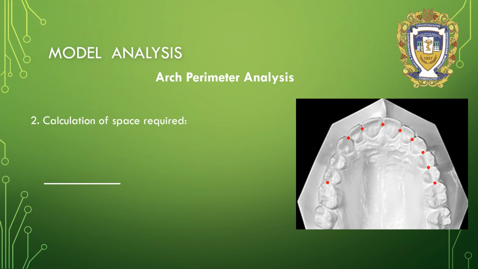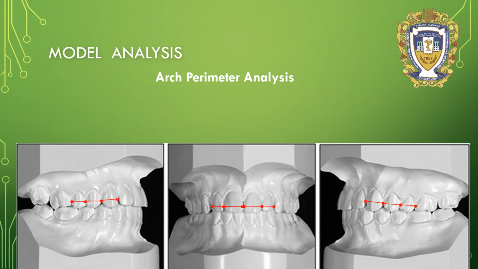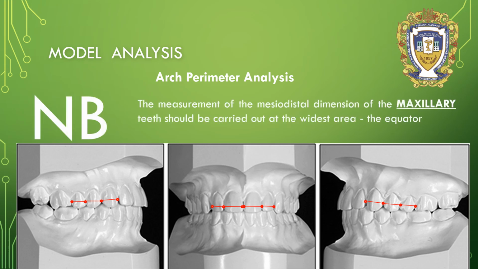And the second measure, calculation of space required. We need to measure the mesiodistal dimension of all the teeth mesial to the first molar, from the right first premolar to the left first premolar, and calculate their sum. But please, doctors, nota bene, the measurement of the mesiodistal dimension of the maxillary teeth should be carried out in the widest area, the equator.